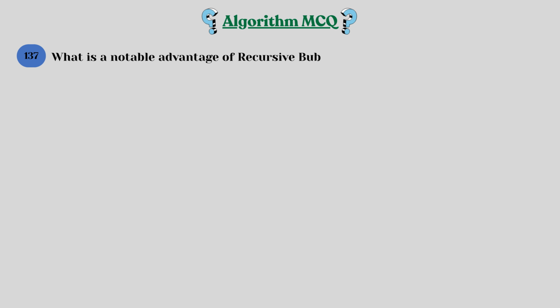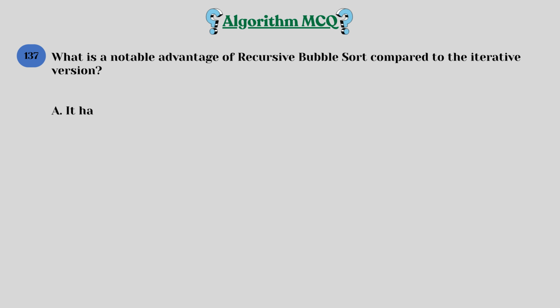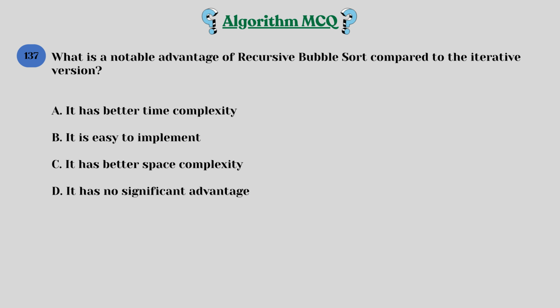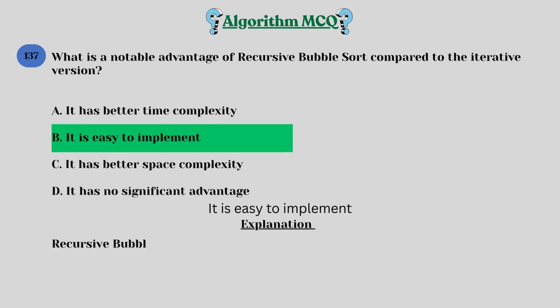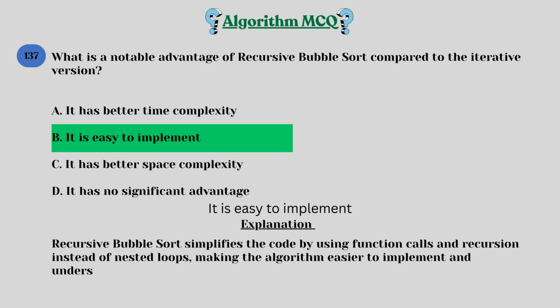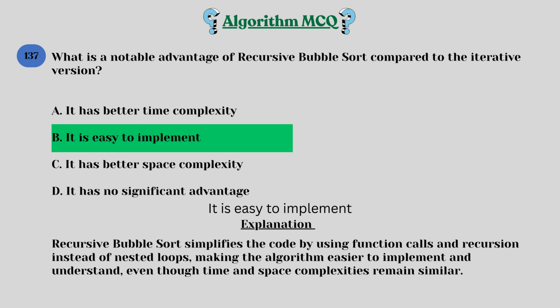What is a notable advantage of recursive bubble sort compared to the iterative version? Correct answer, it is easy to implement. Explanation, recursive bubble sort simplifies the code by using function calls and recursion instead of nested loops, making the algorithm easier to implement and understand, even though time and space complexities remain similar.